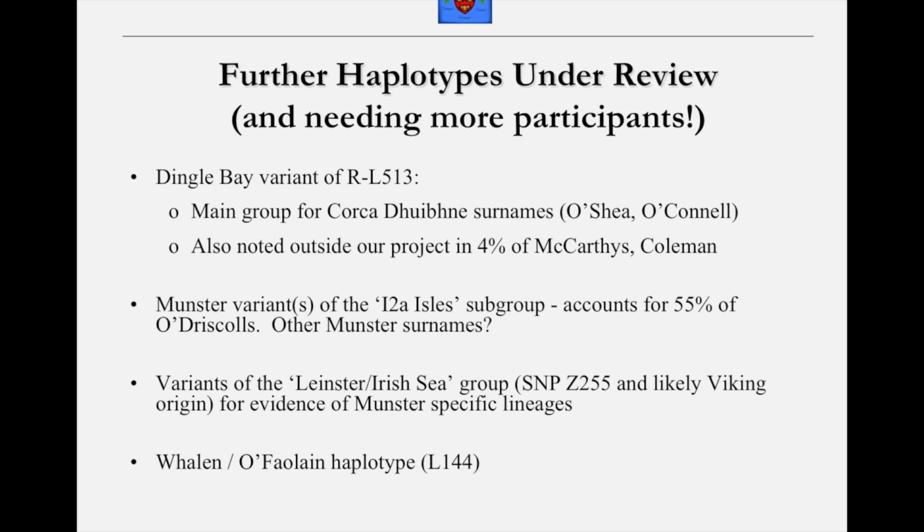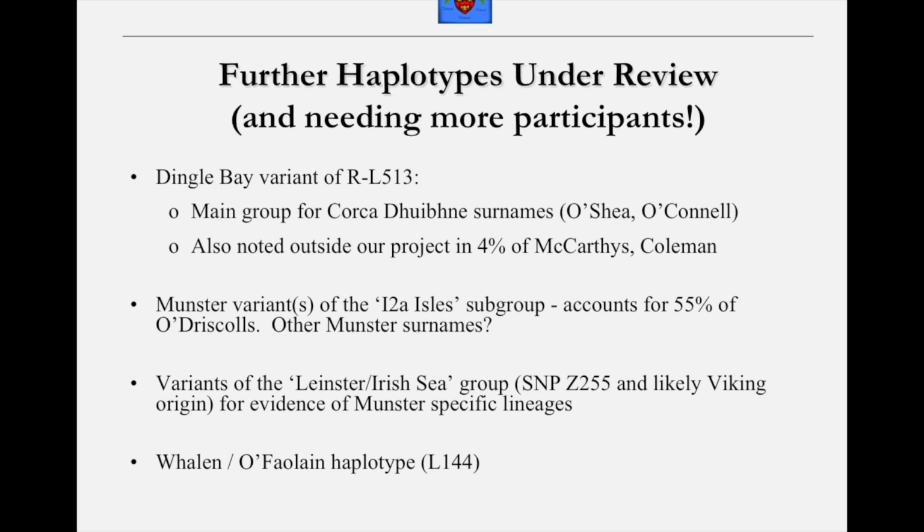What we're doing with the data we've got, and we're still in our infancy with this, we're looking for more specific haplotypes that we feel are embedded in Munster, that have occurred in Munster or have their origins in Munster. For instance, L513 is an SNP going back 3,000 to 3,500 years, with branches spreading out all over the place. A lot of those branches have SNPs which actually define them.